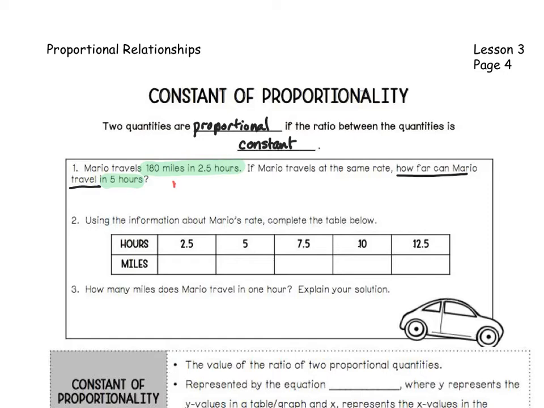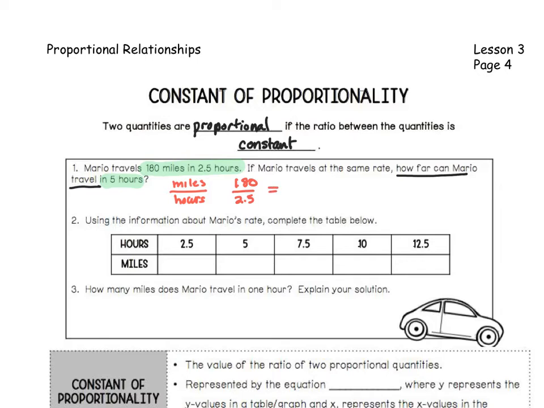We have miles, and we're given hours. And by the way, I prefer to put my labels out front so they're not in the way of my numbers, but many people put the labels behind the numbers, and that's okay. So I'm going to start with 180 miles in 2.5 hours. So that's the beginning ratio. That's what they've given us.